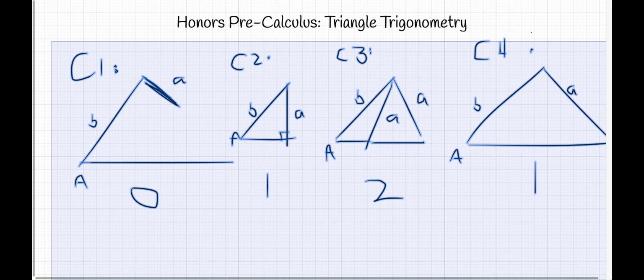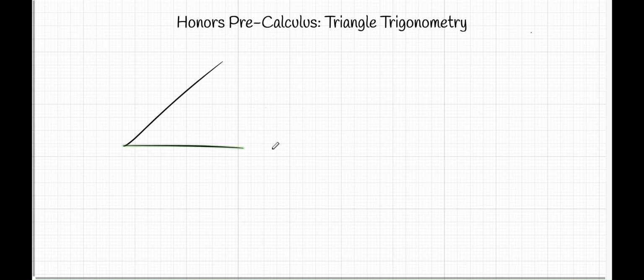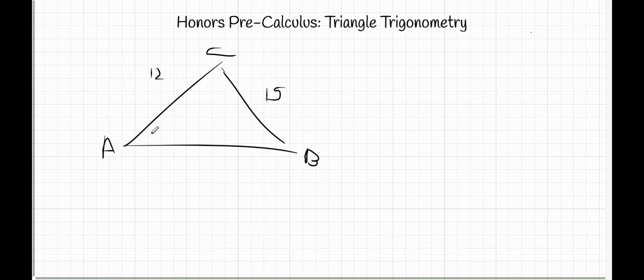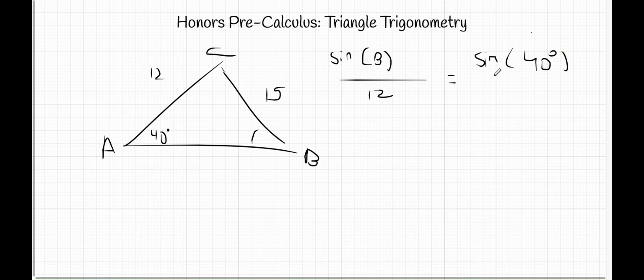So let's do an example problem of solving a triangle. So let's say it is A, C, B. This side length is 15, this side length is 12, and this angle is 40 degrees. What you would do is, first step, use law of sines to find this angle. You'll get sine of B over the length B, which is 12, is equal to sine of 40 degrees over the length A, which is 15.